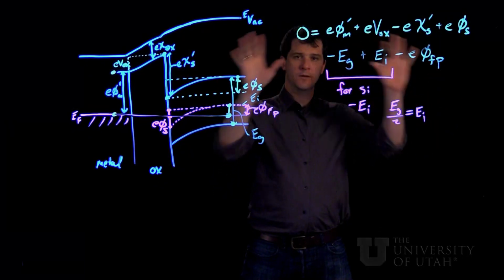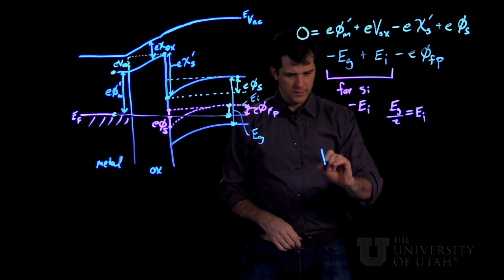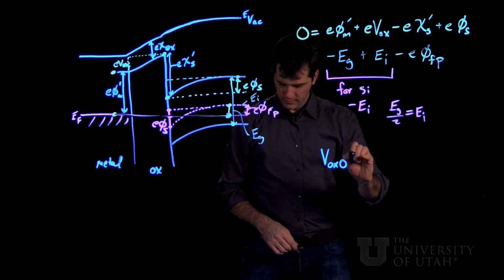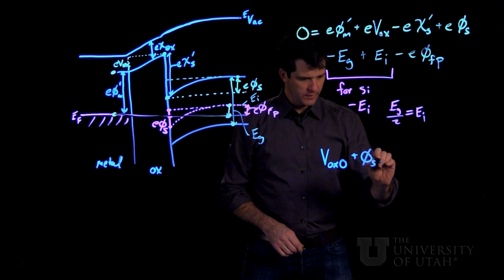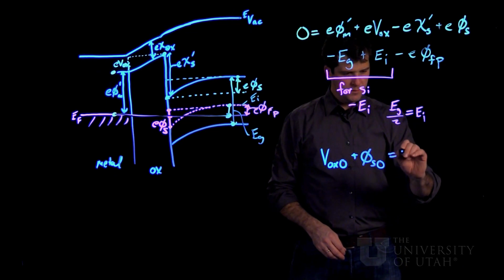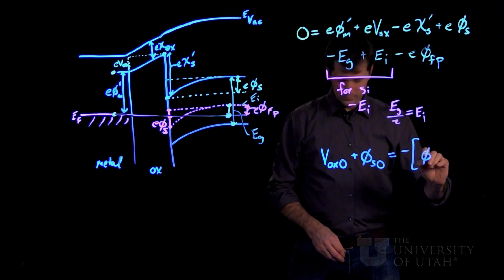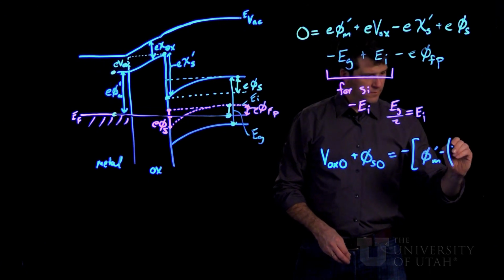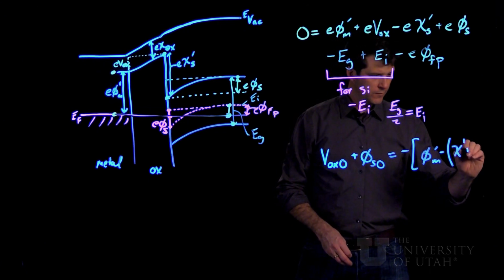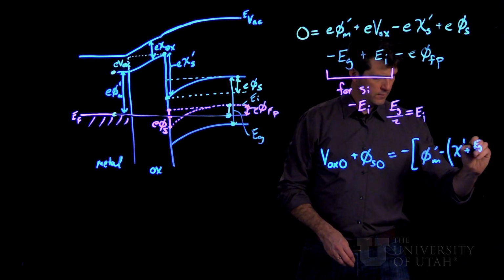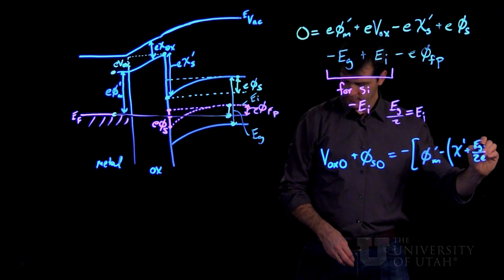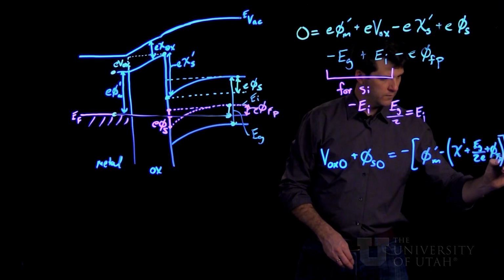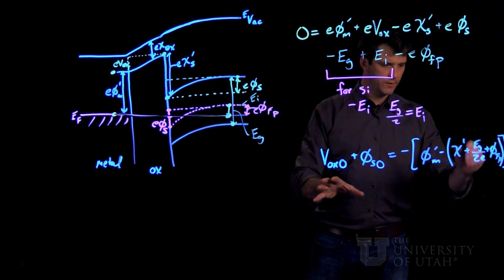Okay, so after some rearrangement of this equation, we can get the oxide voltage with 0 applied voltage plus the surface potential at 0 applied voltage, and it all comes out to the reduced metal work function minus the reduced semiconductor work function plus E gap over 2E plus phi FP. And again, let me point out this is only for silicon that you can write it this way.